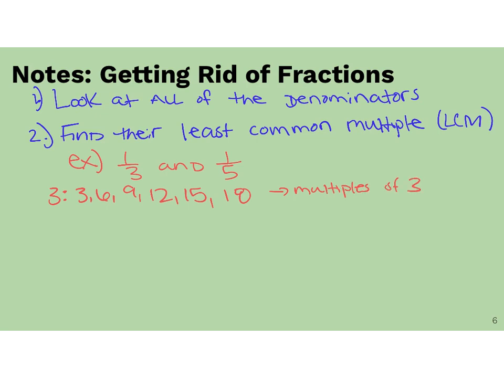Then we're going to do the same thing for 5. We're going to count by 5s. 5, 10, 15, 20. We're going to circle the first number they have in common. This is their least common multiple. So the LCM for 3 and 5 is 15. Okay, so the first thing you do is just look at the denominators. Then you find their least common multiple.